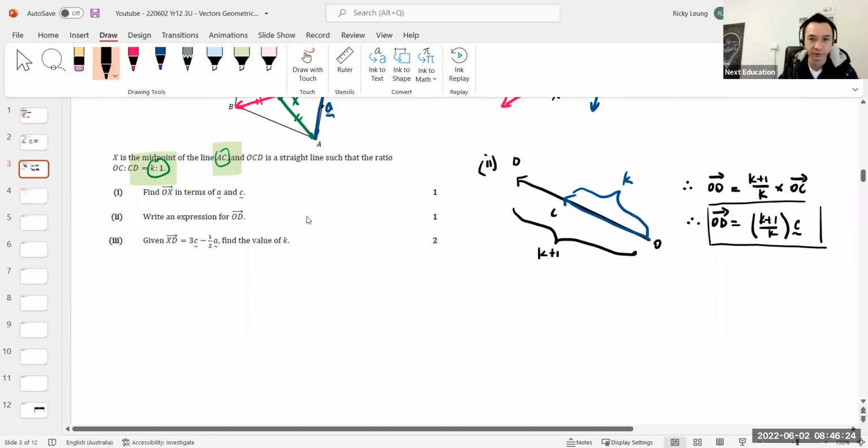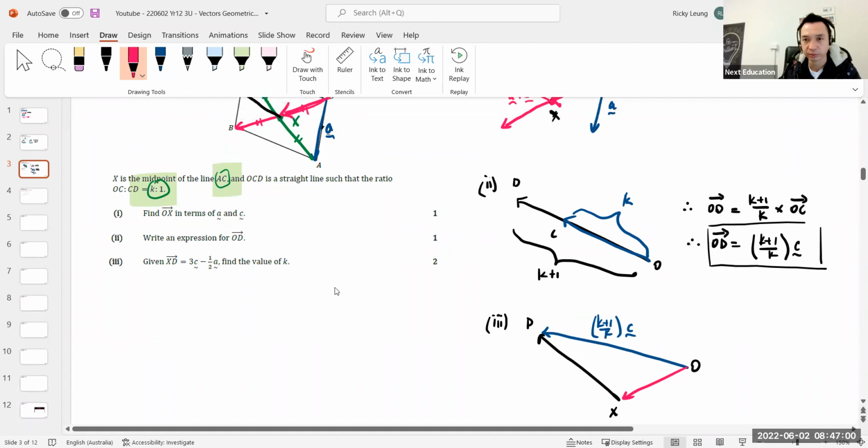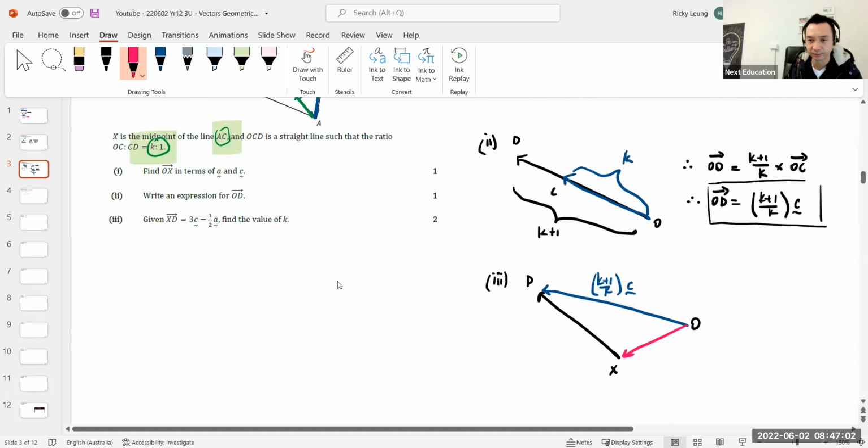Feels like I can use some vectors to do it. So for part 3, looks like there's a big black one there. There's a blue one that goes from here to here, and there's a pink one that goes from here to here. Putting the letters just for completeness, that's O, that's X, and that's D. So what have I found, guys? From the top one here, OD is K plus 1 on K times C. What else do I know? The pink one, what was it? Half A plus C.